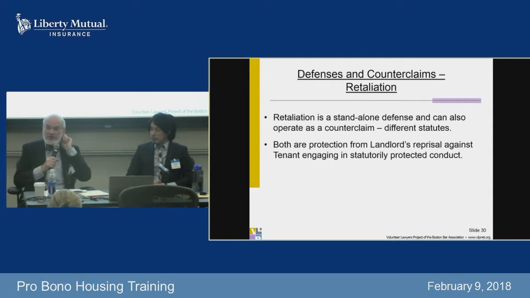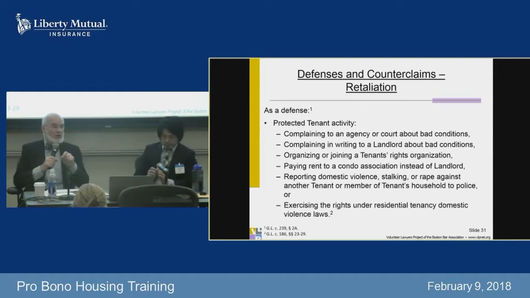The next defenses we're going to talk about are freestanding defenses. They don't depend on 8A, and they're available even in things like fault evictions. The first of those is retaliation. By statute, it is illegal for landlords to retaliate against tenants for exercising certain rights. If the tenant goes to inspectional services or writes a letter to the landlord complaining about conditions and the landlord responds by evicting the tenant, that's retaliation. It's illegal, it's a defense, and it also could be a counterclaim against the landlord.